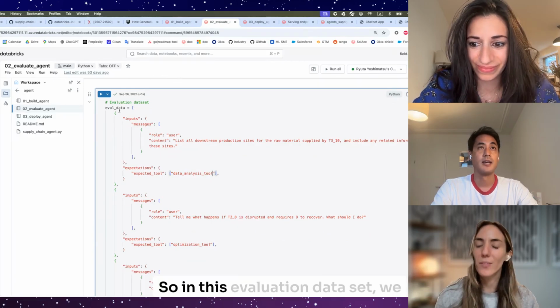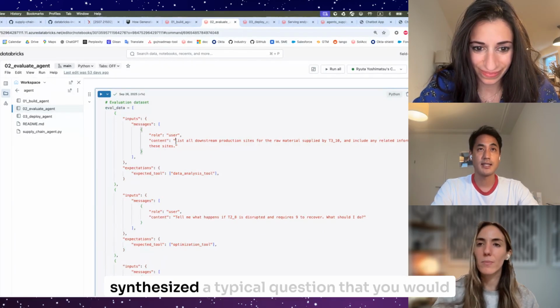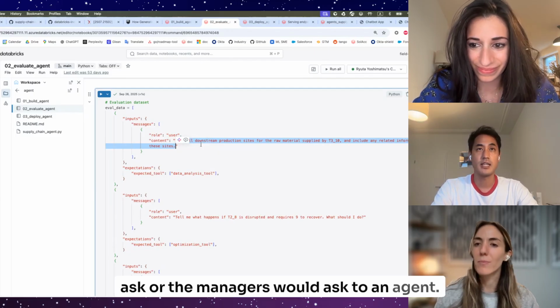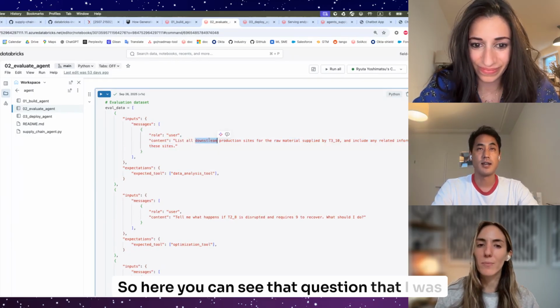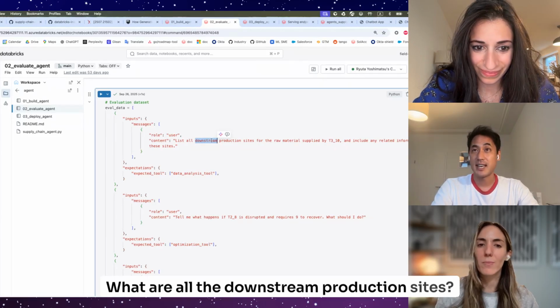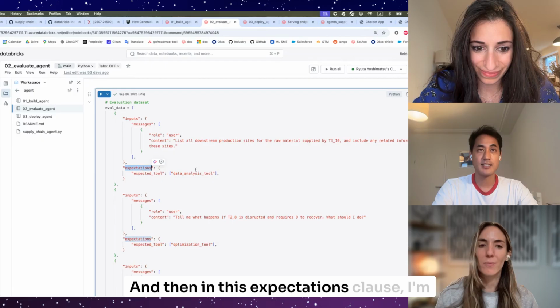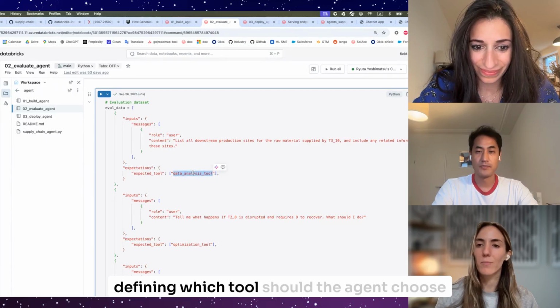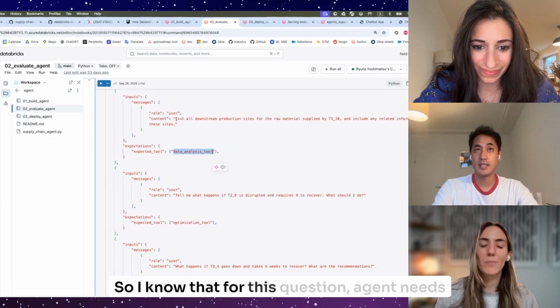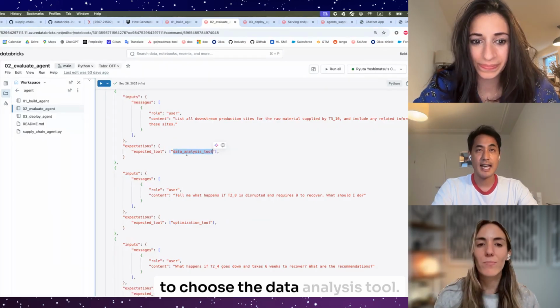So in this evaluation data set, we synthesized a typical question that you would ask, or the managers would ask, to an agent. Here you can see the question that I was asking in the front end: What are all the downstream production sites? And in this expectations clause, I'm defining which tool the agent should choose in order to answer this question. So I know that for this question, the agent needs to choose the data analysis tool.